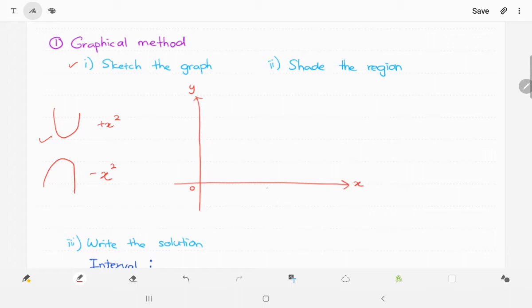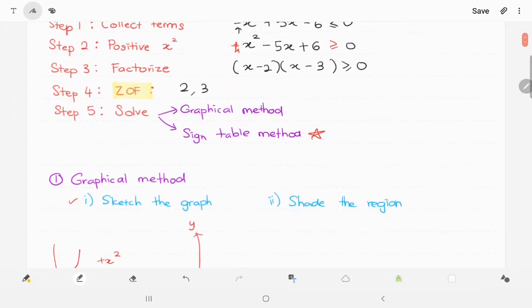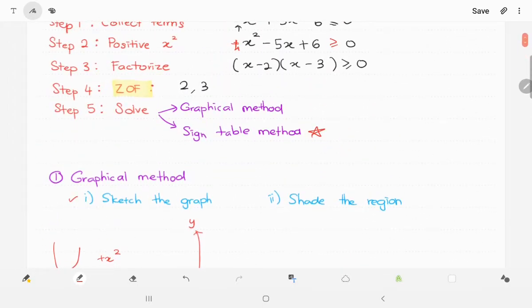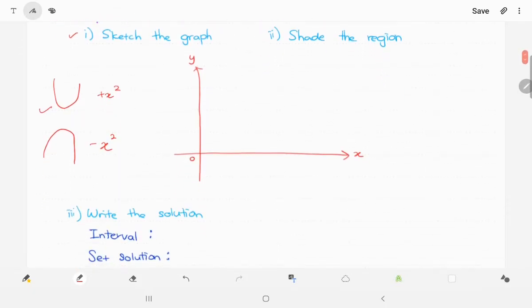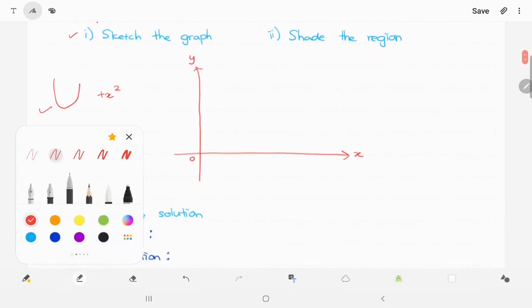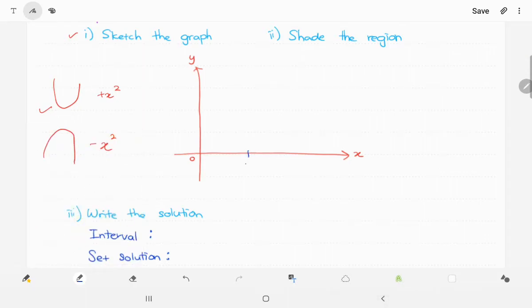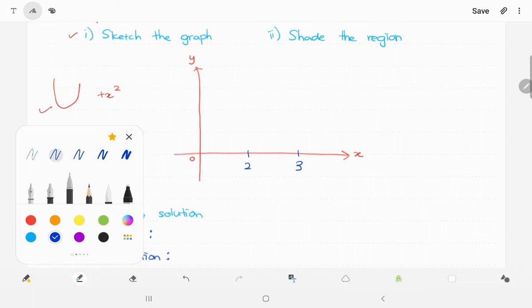Okay, label the x and y axis. So as we know, our zeros or roots are 2 and 3, so that means our points here would be 2 and 3. Take your zeros and then label them on your x-axis. So then you just draw.